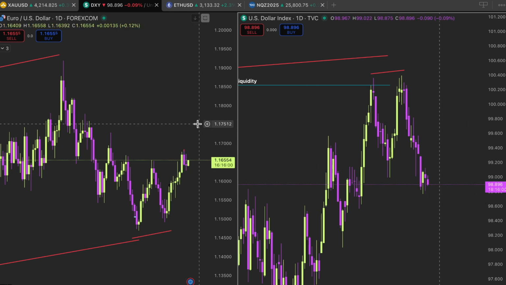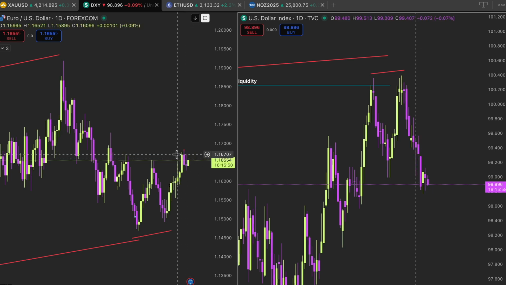So gun to my head, what do I expect? I expect us to trade higher for the euro, and I would love this rejection block over here, the liquidity above these bodies, like 1.16868 to trade to. So let's see if that's a possibility.